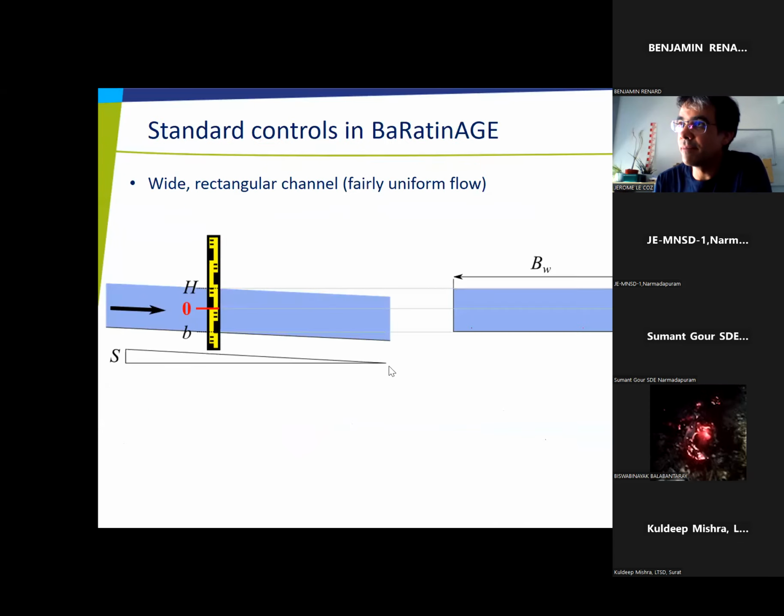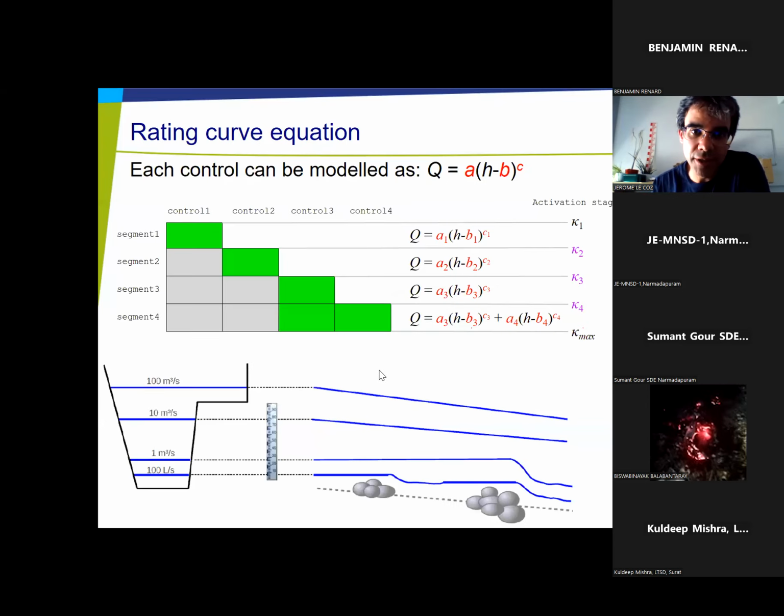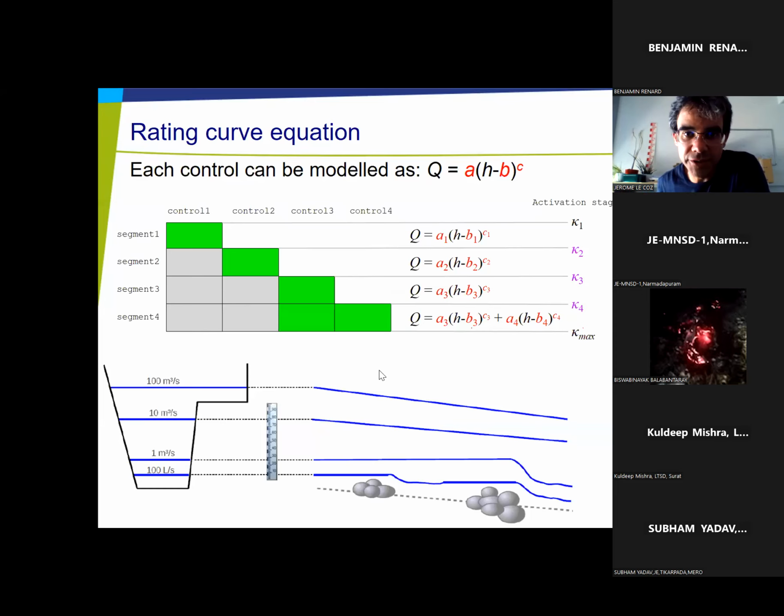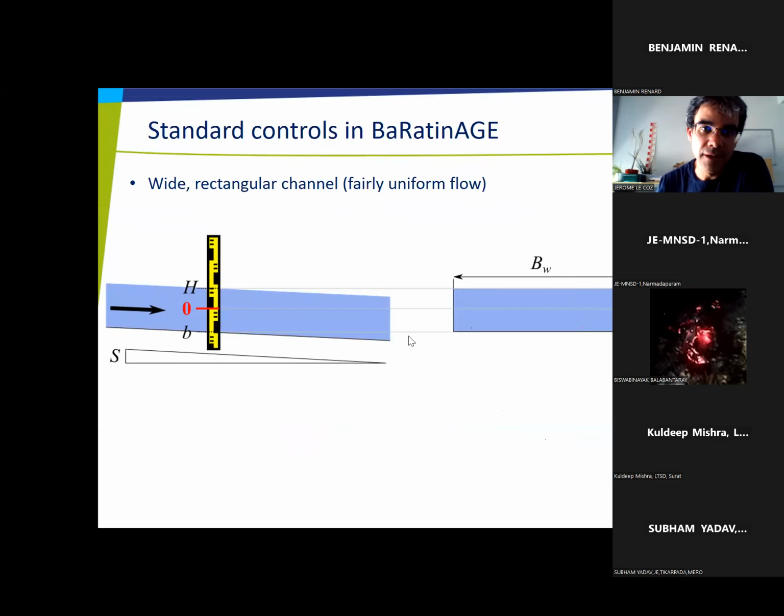Okay, so we have this equation, Q equal to A (H minus B) to the power C to estimate, and we could use any values for A, B, C, but you will see that in BaRatin, we will use what we call standard controls just to help the user convey his or her expert knowledge to define the values of the parameters of those controls. So there are many controls you can use in BaRatinAGE. I will just present the main ones here.